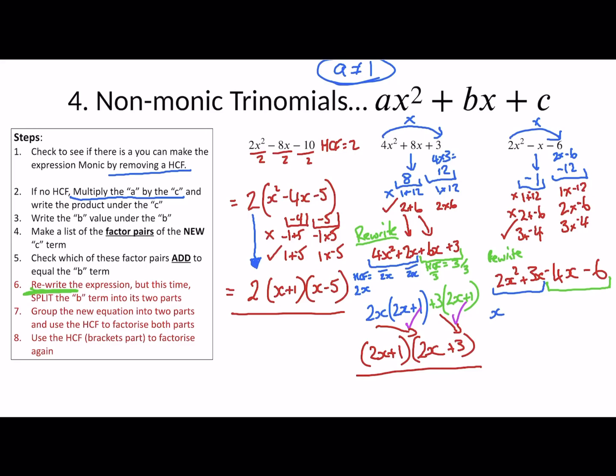All right, so 2x squared divided by x is 2x, plus 3x divided by x is just 3. Close brackets. Now remember when we said if we get rid of a negative, then that's good? Let's get rid of this negative because we've got negative 4x and negative 6. So our highest common factor is going to be negative 2. So negative 4x divided by negative 2 gives 2x. Negative 6 divided by negative 2 is plus 3.